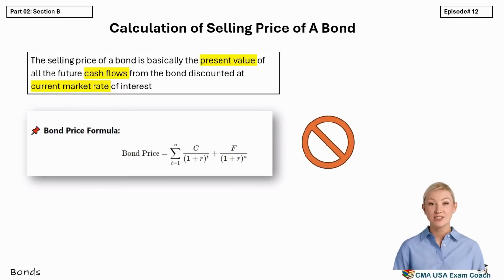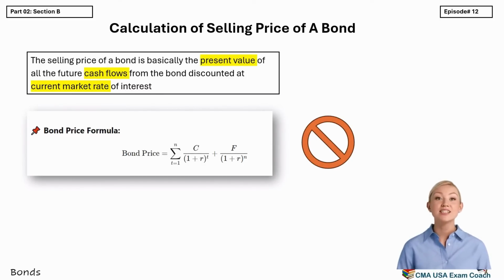What you really need to understand is the relationship between the coupon rate and the market interest rate. If the market interest rate is higher than the bond's coupon rate, the bond will be sold at a discount. If the market interest rate is lower than the coupon rate, then the bond will be sold at a premium. And if both rates are the same, then the bond will be sold at its face value. So rather than solving using formulas, in CMA, we focus on understanding the logic and identifying whether the bond is issued at face value, premium, or discount.